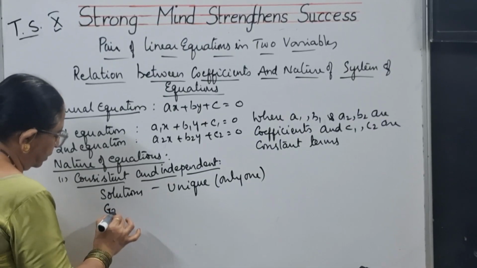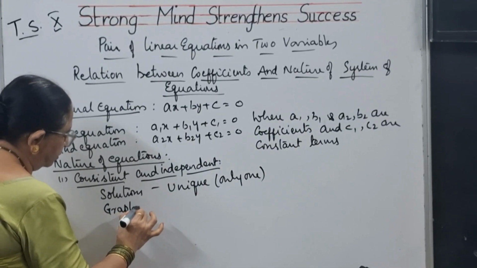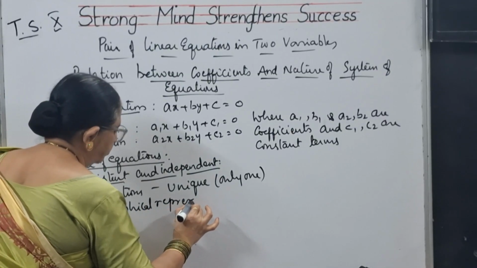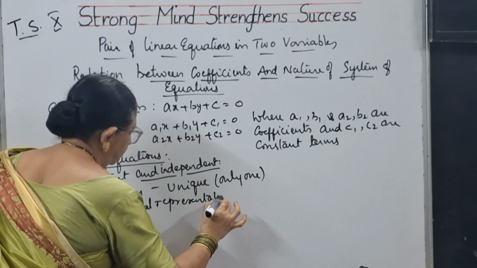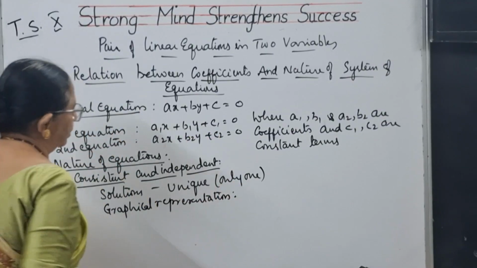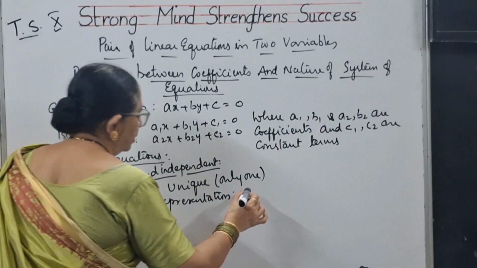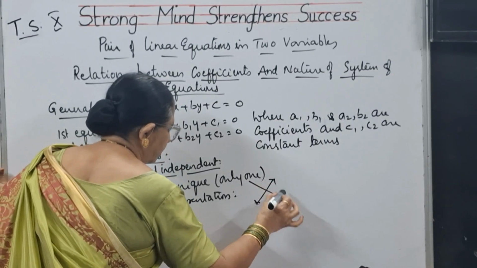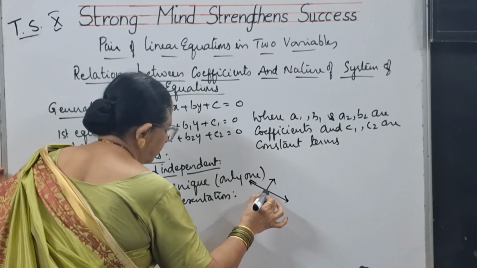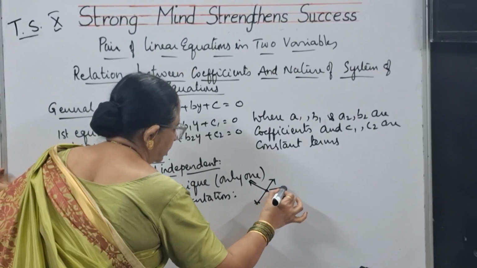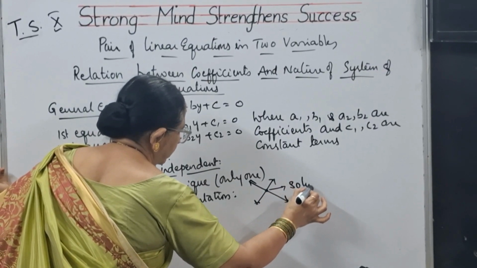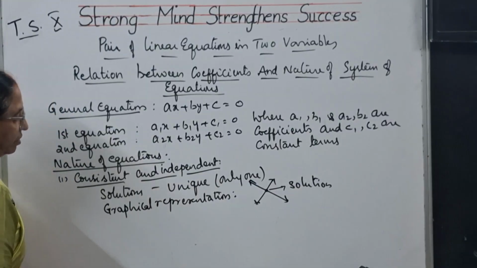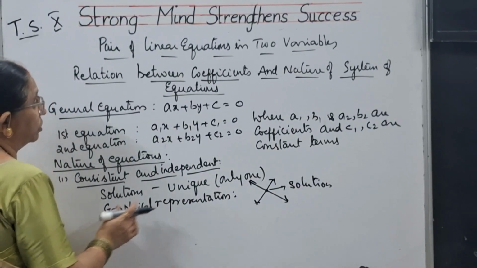And what is the graphical representation for it? What is the graphical representation here? If you draw a graph, you are getting two lines in this way. This is one line and this is another line. They intersect at a point. This point is called the solution. This is the graphical representation.